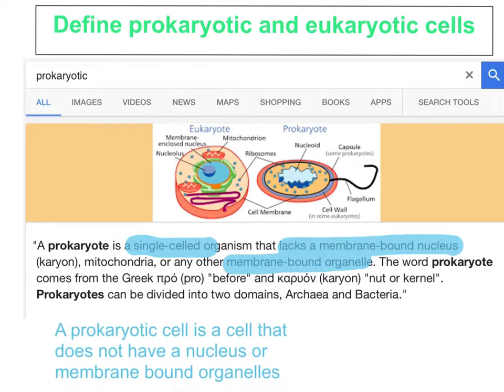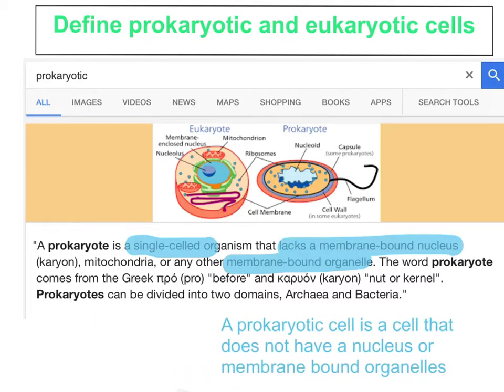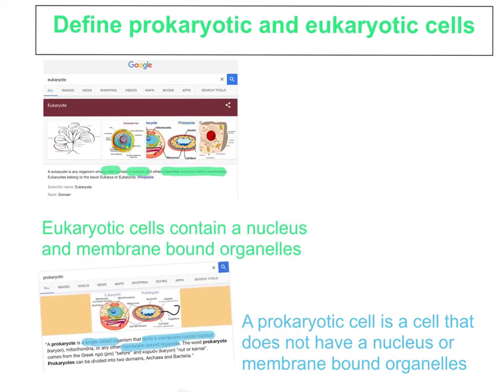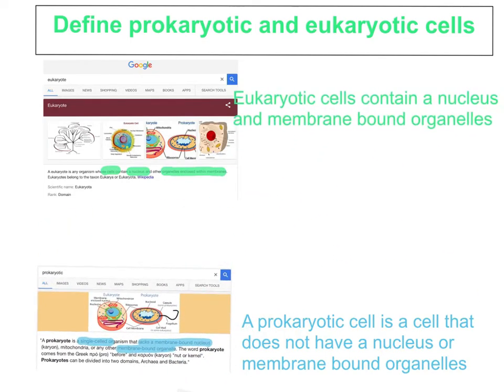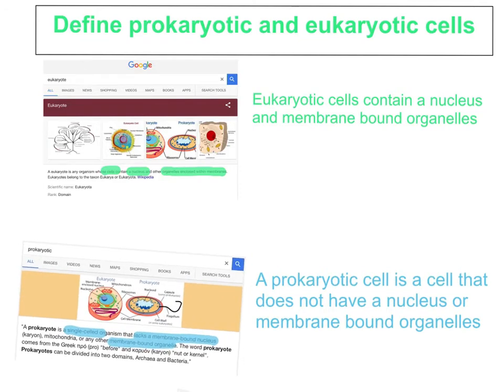So our definition might look something like this. A prokaryotic cell is a cell that does not have a nucleus or membrane-bound organelles. I'd say pause your video now and write these down.